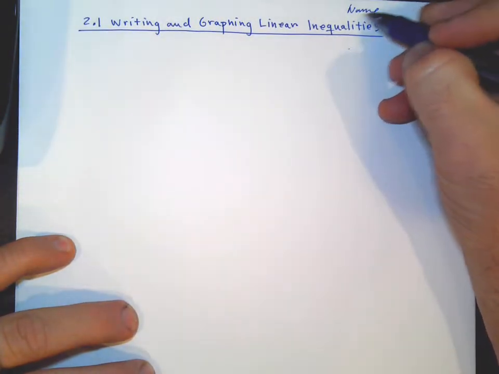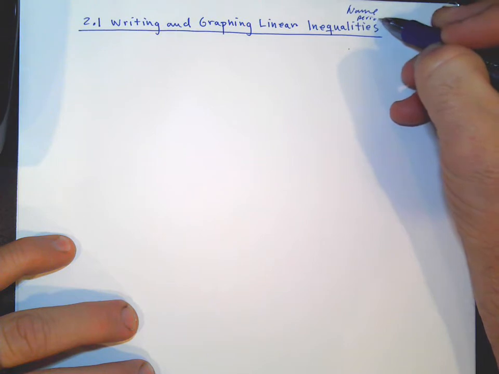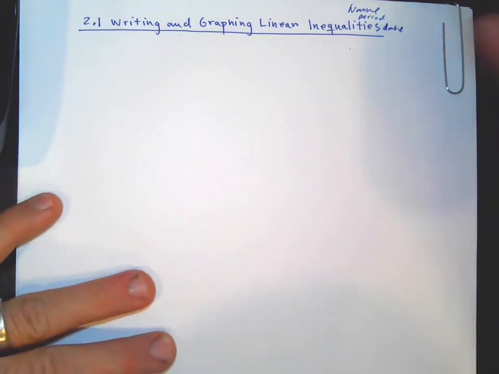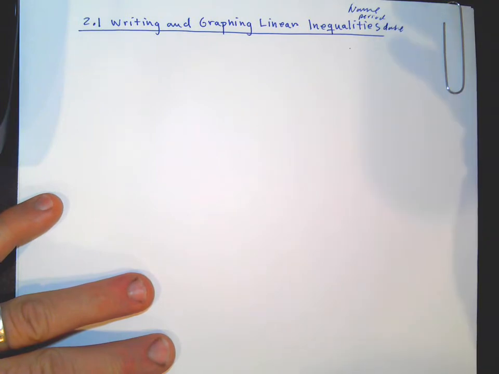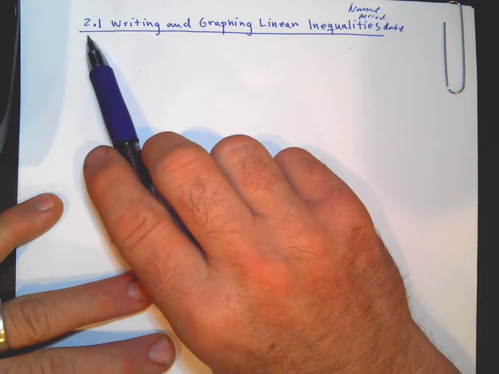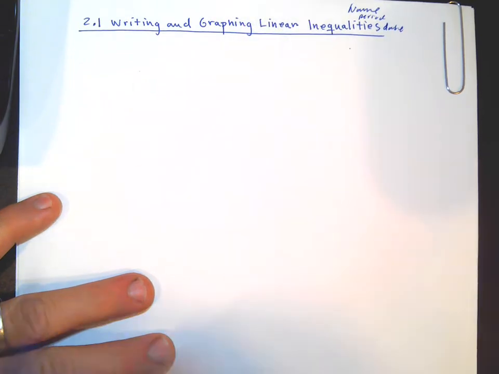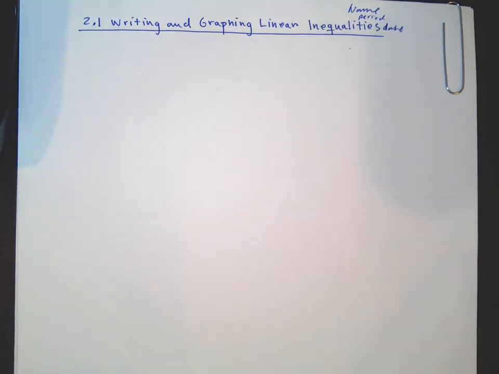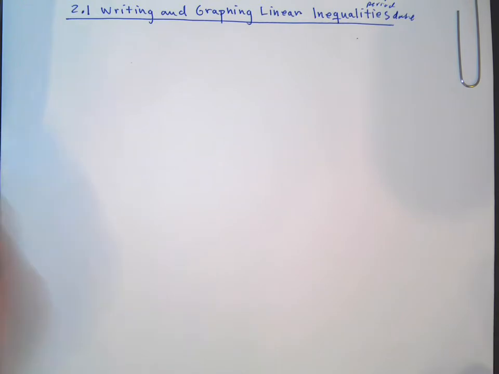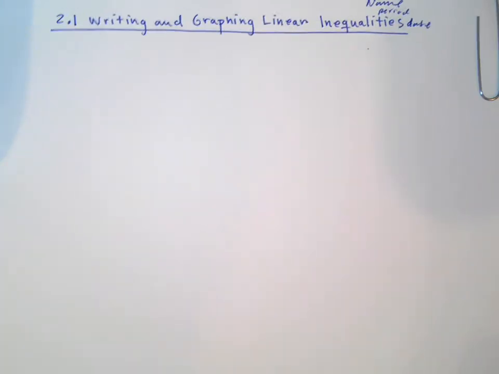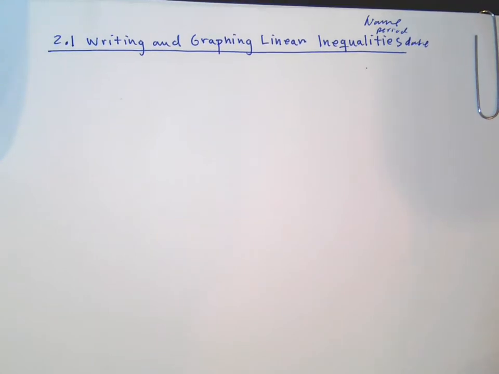Make sure you put your period, and put the date on the top of your page, like you would on anything you're going to turn in, like you're turning this in class. 2.1, writing and graphing linear inequalities. At any point, you could pause the video to catch up, because you need to have all this down to get credit.